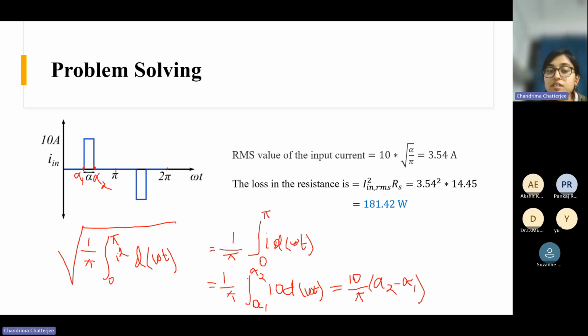So I square will be 100. If it comes out from the square root, it will be 10. So 10 comes out, and here 1 by pi, it will be alpha 2 minus alpha 1, so alpha by pi under a square root. So this comes out to be this one. Once we have the RMS current, the loss is simple: I RMS square times RS. We calculated this in the first problem. This is the loss in the resistance.